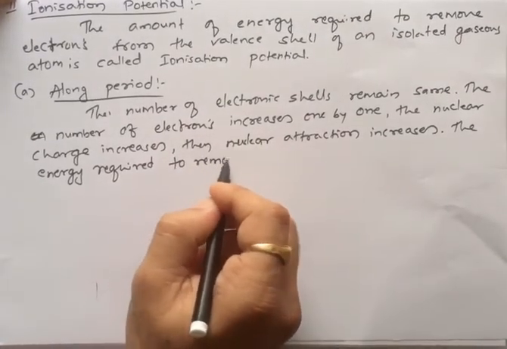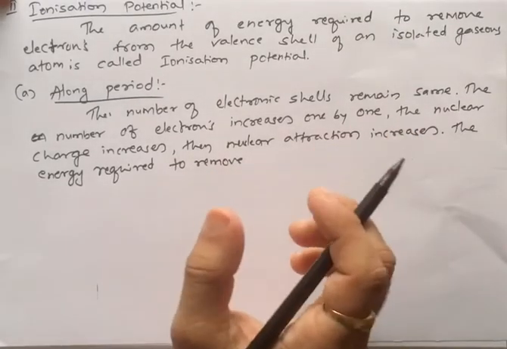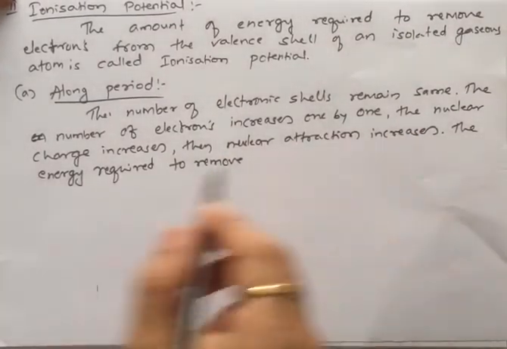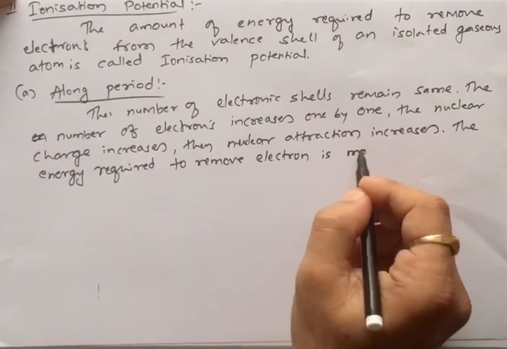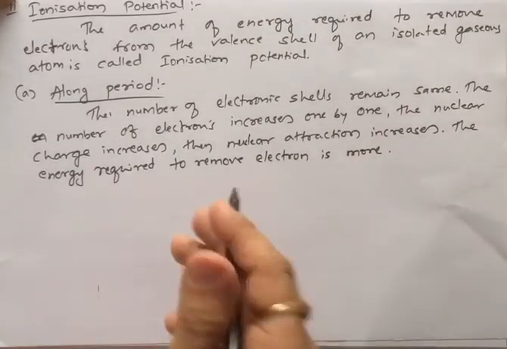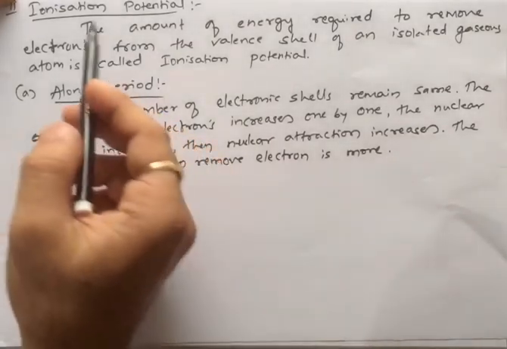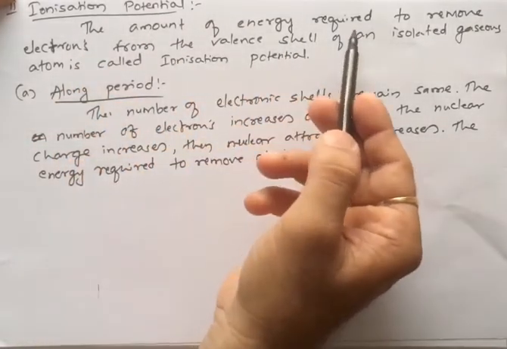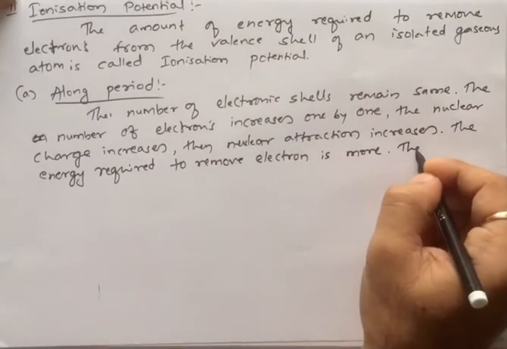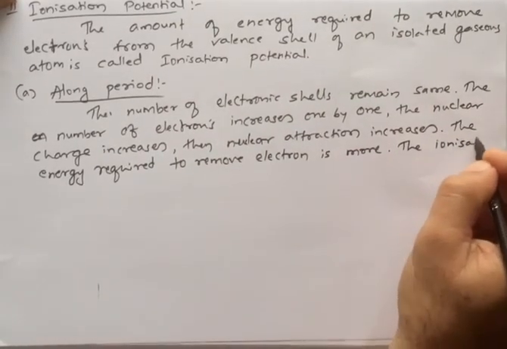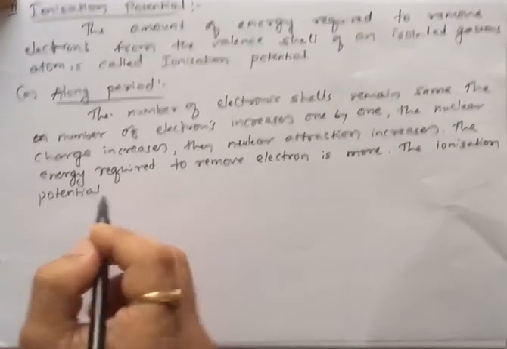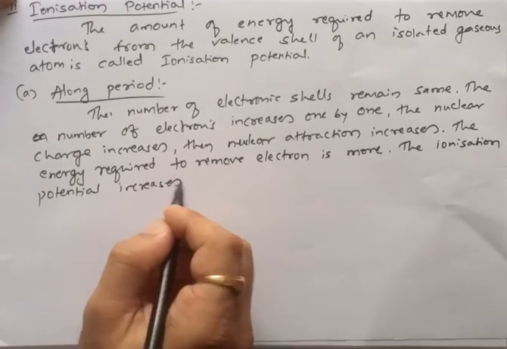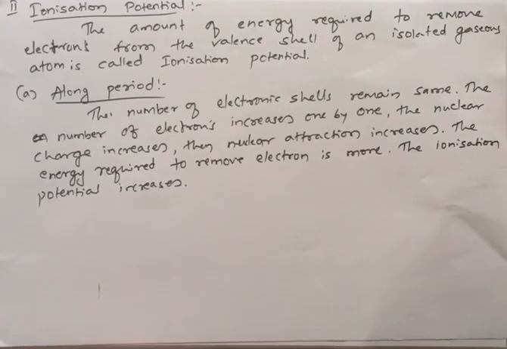to remove an electron, if nuclear attraction increases, the electron cannot be easily removed. So the energy required to remove the electron is more. If the energy required is more, then ionization potential is more, because ionization potential itself is the amount of energy required. Correct or no? Therefore, the ionization potential increases. Okay, so ionization potential along the period will increase.